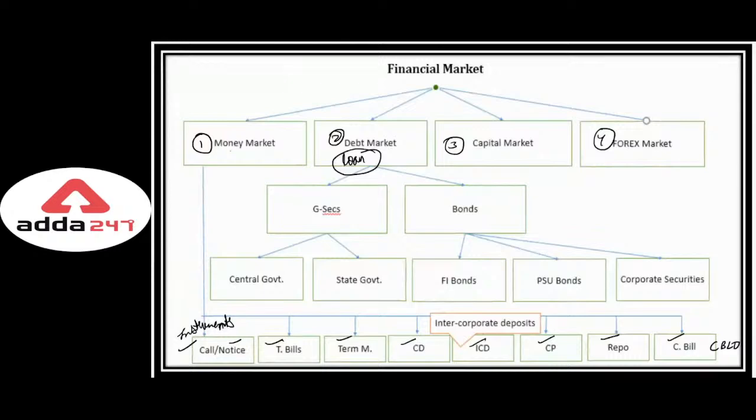Okay. So in the debt market, government securities will be there. They can be issued by the central government or state government. Bonds will be there, which will be issued by financial institutions, your public sector undertakings, and corporate securities. Okay. Next, we have the capital market. Capital market includes three types of market.